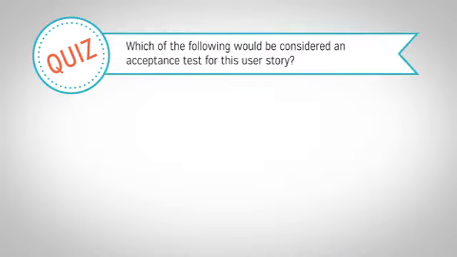Now that you've seen how acceptance criteria and acceptance tests are created, let's test your knowledge. You're working with a client to create a hotel management application, and you have been given the following user story. As a room service staff member, I want to be able to mark a room as clean in the room overview screen so that I can keep track of my cleaning progress. Which of the following would be considered an acceptance test for this user story?